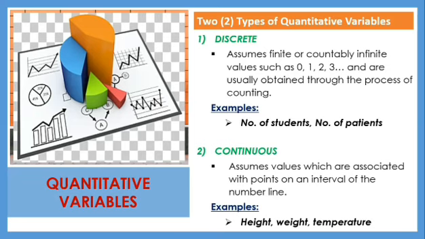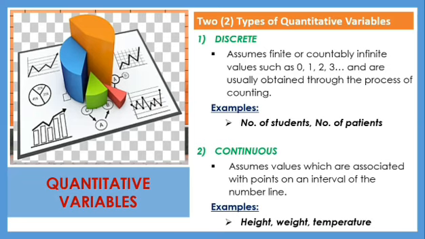Okay, when we say discrete quantitative variable, it assumes finite or countably infinite values such as 0, 1, 2, 3, and so on, and are usually obtained through the process of counting. For example, number of students, number of patients. So the very thing that we should always remember if we talk about discrete, first, it is countable, and second, it should always be whole number, okay? So this should be countable and whole number.